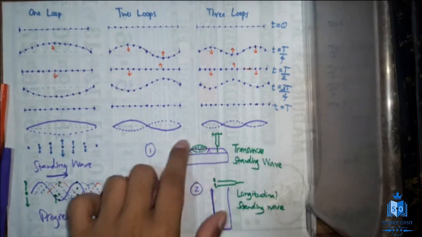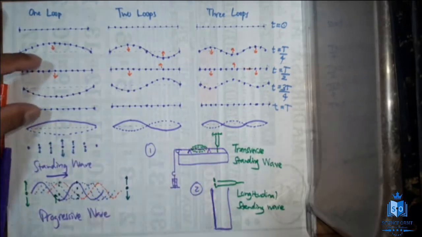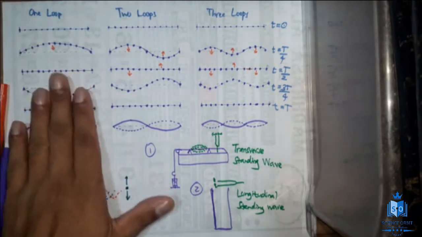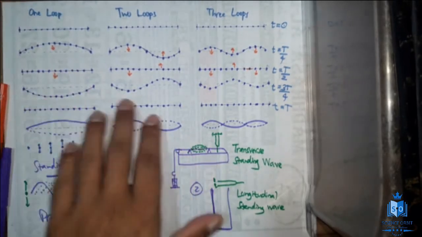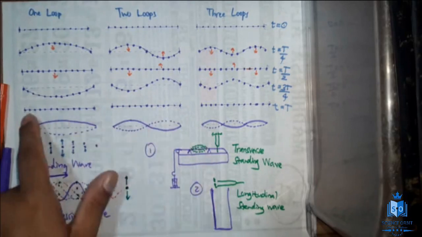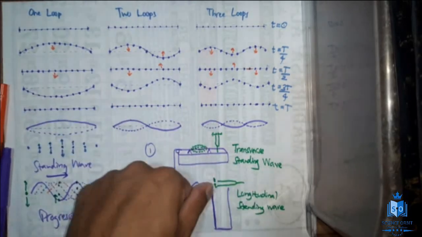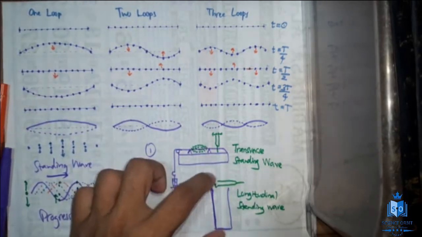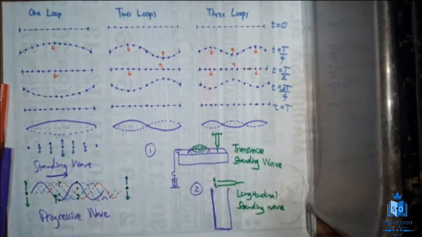Now, we have done a thorough analysis of the oscillation of particles when a standing wave is formed on a stretched string. We will do the same analysis for the standing wave formed inside a tube a bit later, in the upcoming tutorials.